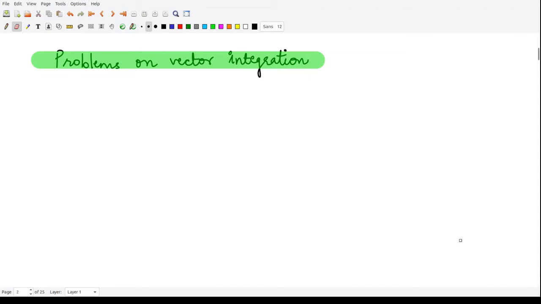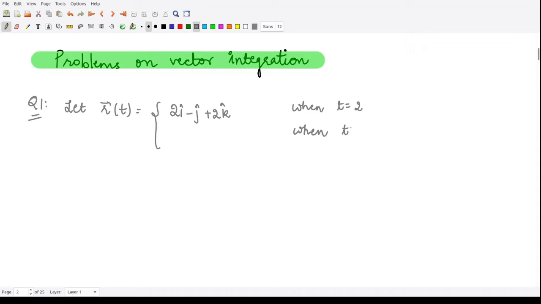Let us now look at the problems based on vector integration. So our first problem here is, say the problem is, if we are given vector r of t, defined like this. Whenever the value of t is equal to 2, it is equal to 2i cap minus j cap plus 2k cap, and whenever the value of t is equal to 3, it is 4i cap minus 2j cap plus 3k cap. So this is given to us.